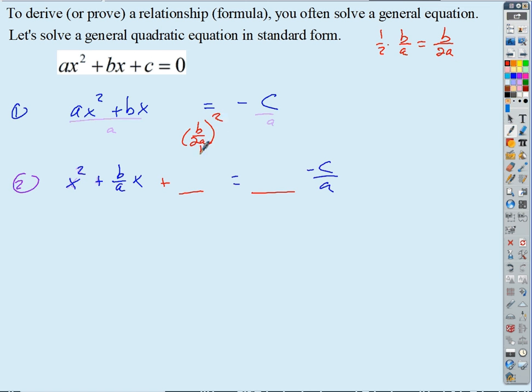B over 2a squared. Well, if I square a fraction, I square the top and I square the bottom. So what's the top squared? And if I square 2a, the quantity 2a, what am I going to get? 4a squared. Okay.